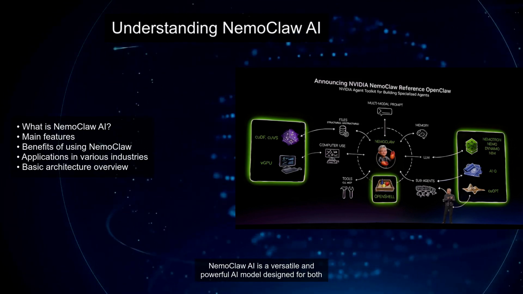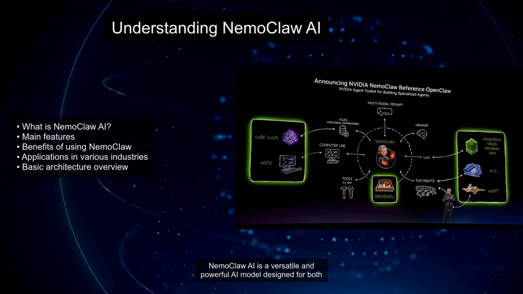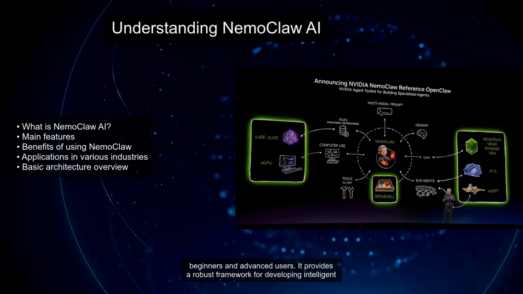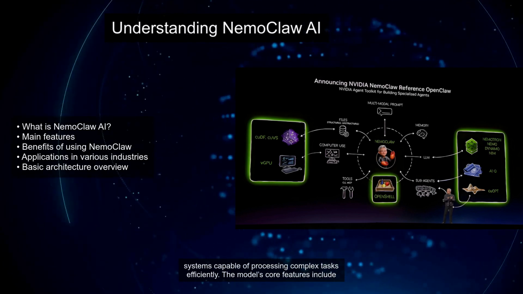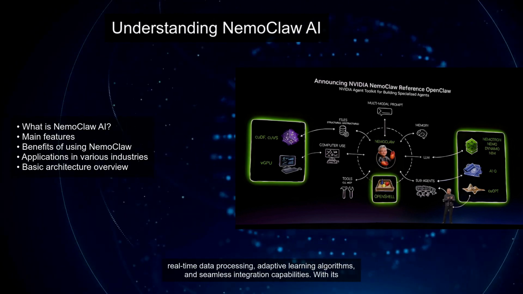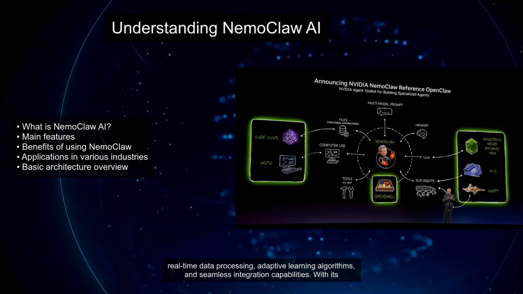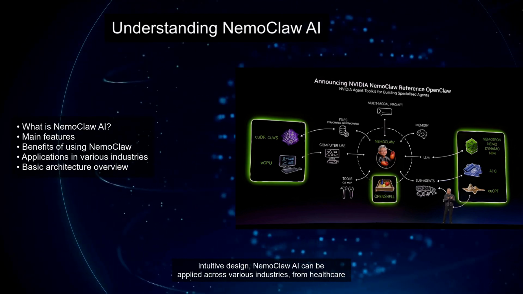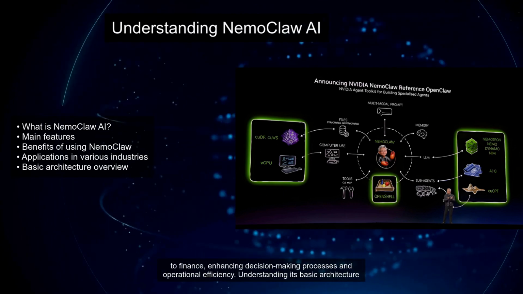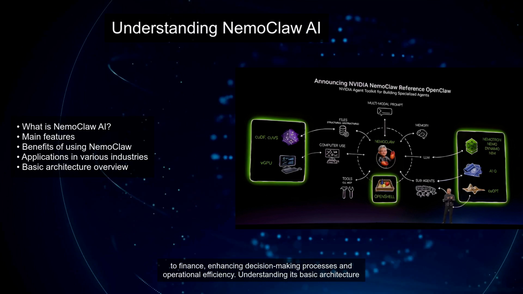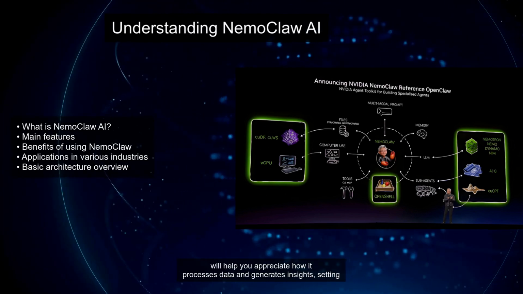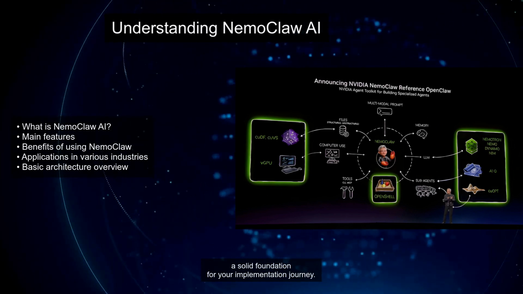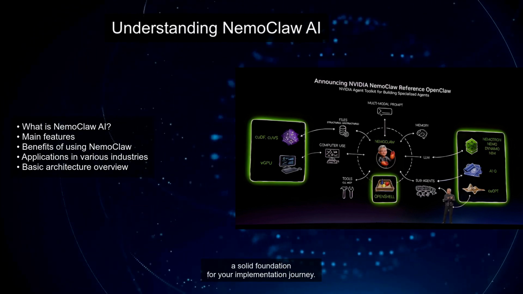NemoClaw AI is a versatile and powerful AI model designed for both beginners and advanced users. It provides a robust framework for developing intelligent systems capable of processing complex tasks efficiently. The model's core features include real-time data processing, adaptive learning algorithms, and seamless integration capabilities. With its intuitive design, NemoClaw AI can be applied across various industries, from healthcare to finance, enhancing decision-making processes and operational efficiency. Understanding its basic architecture will help you appreciate how it processes data and generates insights, setting a solid foundation for your implementation journey.